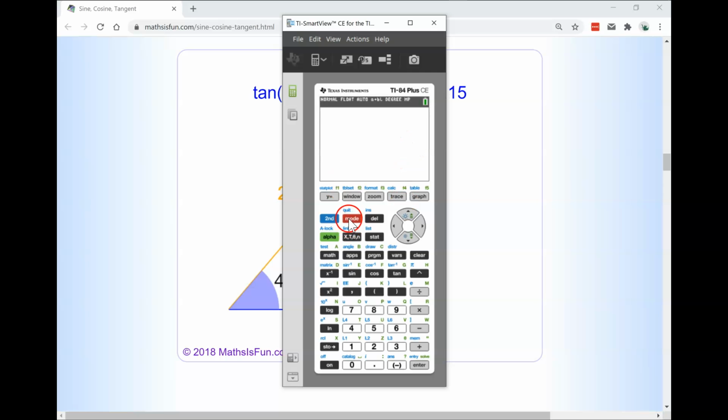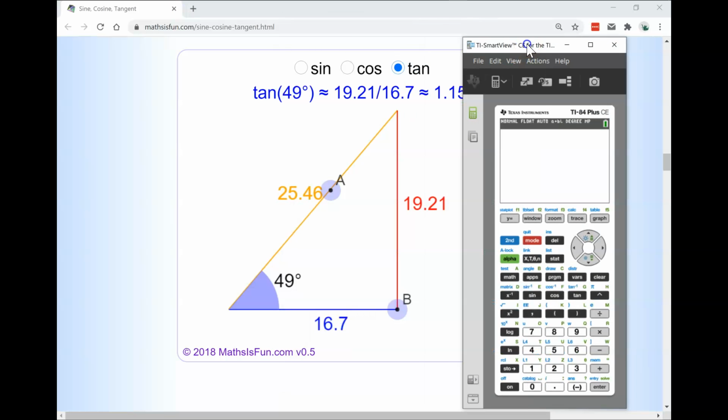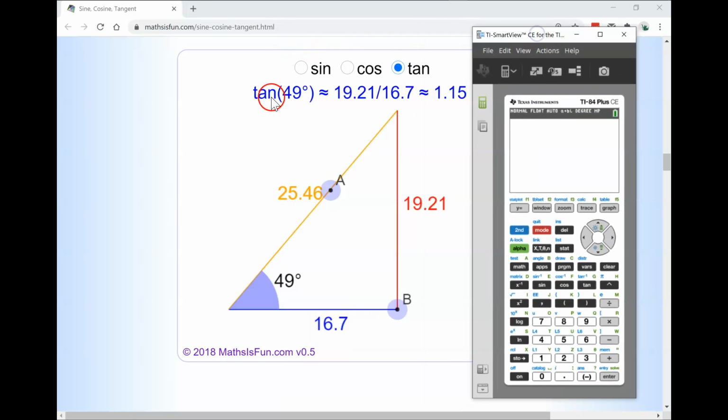If you don't have a mode button, you may have a key that says DRG. And if you hit that key, it will change from degrees to radians to gradians. And you want to keep hitting it until you see DEG come up on your screen. Because these are different systems for measuring angles. And if you aren't in the right mode, you'll get the wrong numbers here.